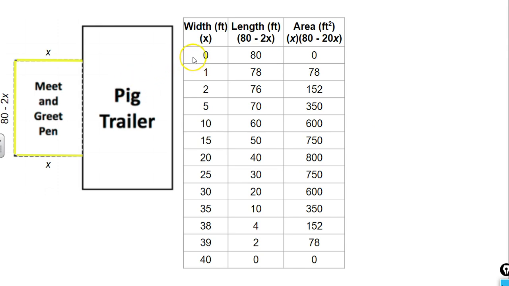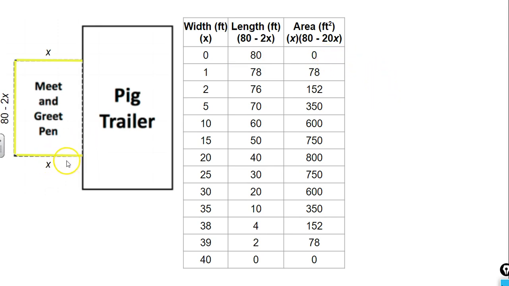And as you notice, I did not include all of the possible values for the width, because of course we could have a width of 3 and 4 and 6, 7, 8. So we could have all of these different widths. I started out with 0 because if we had a width of 0, we really wouldn't have a pen. We would just have a straight line of our length, which would be 80 feet. And you can see that represented in the table. If we had no width, we would only have length, therefore we would have no area. We would not have an enclosure.